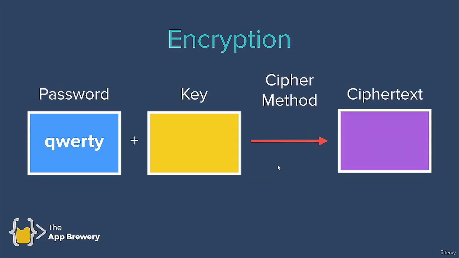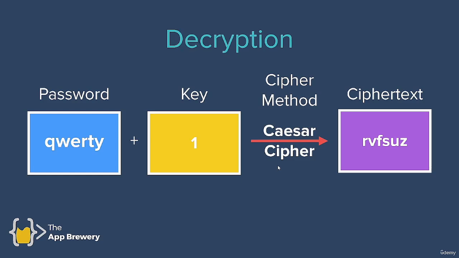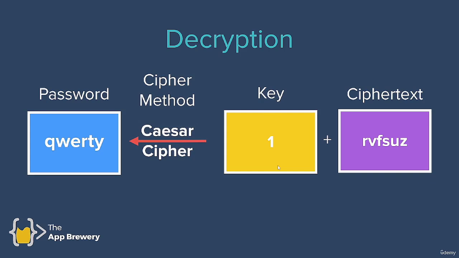So for example, if we took a password like QWERTY and we used the Caesar cipher method and we decided to shift it by 1, then our encryption key is the number 1. And that creates the ciphertext where every single letter is shifted up by 1. Now, in order to decrypt this, all you have to do, as long as you know what the key is, then you can simply shift all of the ciphertext down by 1 and you end up with the original password. The Caesar cipher is a very, very weak encryption method. It's incredibly easy to figure out what the original text was, even if you didn't have a key.